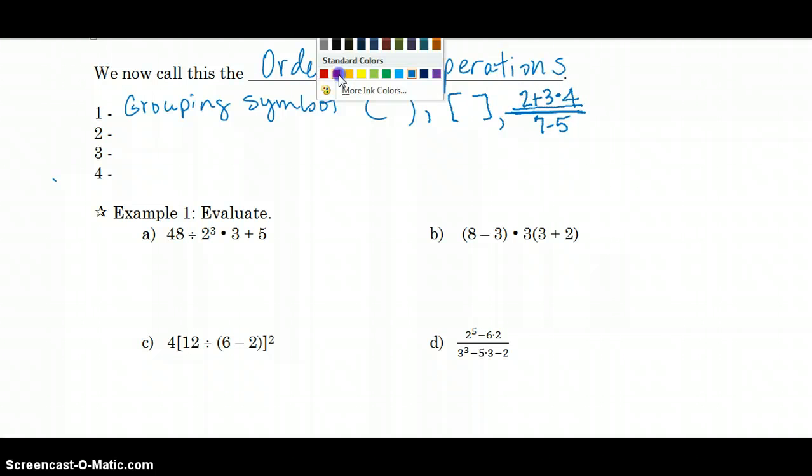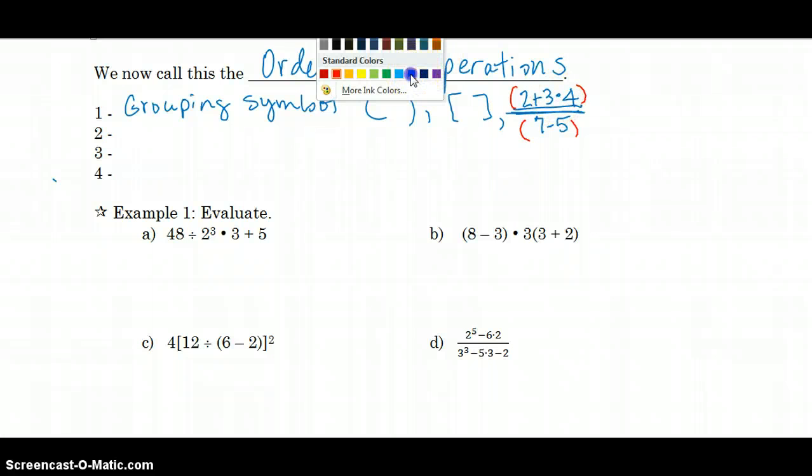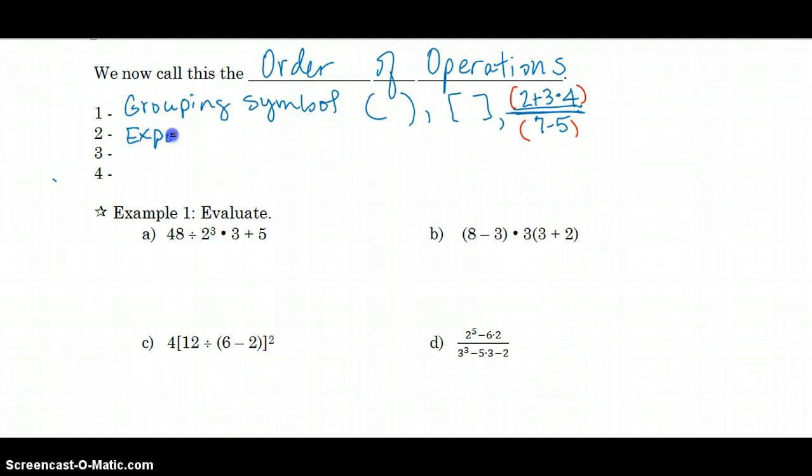Grouping your numerator, grouping your denominator, and then you divide. More to come on that as we encounter those problems. Okay, so grouping symbols. If there are exponents, you need to take care of exponents next.